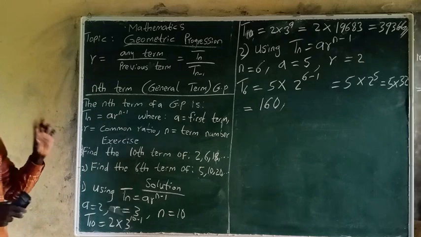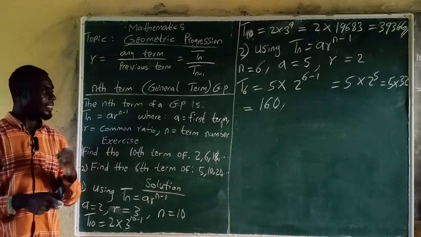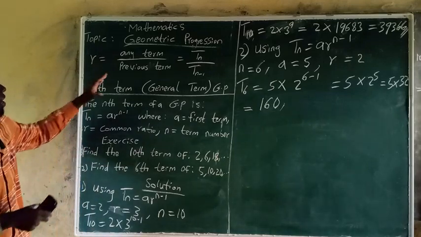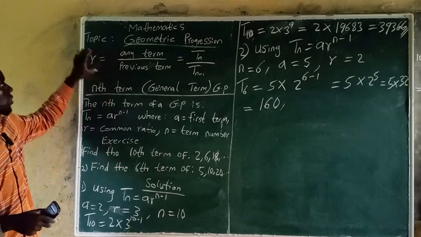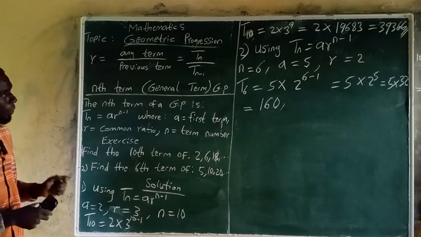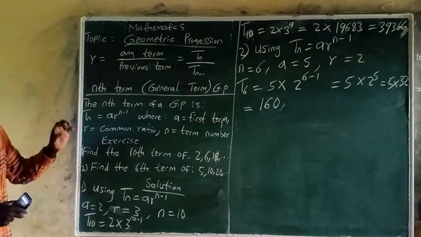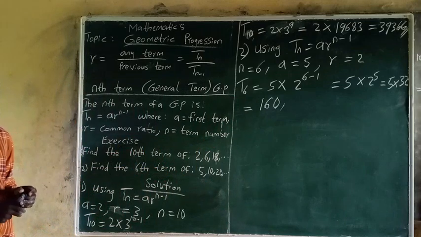If there is anything you don't understand, you can drop it in my comment below and I will attend to you. Go to my previous video to see about your common ratio. I think with this, I have been able to explain how to find the nth term of a GP.